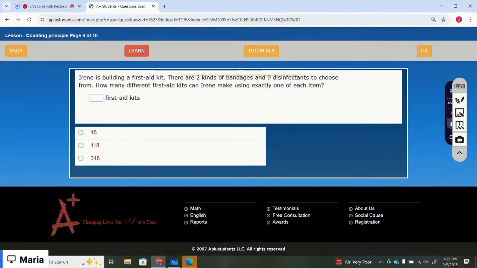Irene is building a first aid kit. There are two kinds of bandages and 9 disinfectants to choose from. How many different first aid kits can Irene make using exactly one of each item?